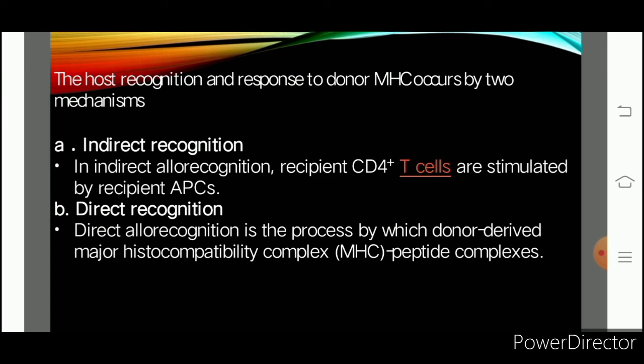Direct allorecognition is the method by which recipient T cells recognize donor-derived major histocompatibility complex MHC peptide complexes, which are normally presented by donor-derived passenger or dendritic cells.